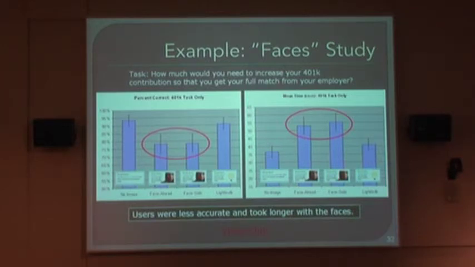We found the same thing. When the face was there, even though they knew they were looking for an article by so and so, they had a harder time finding it when the face was there, which I found really surprising. The difference was not as dramatic as what we saw in this study, but there was still a difference. And now here's the other interesting thing that we did.